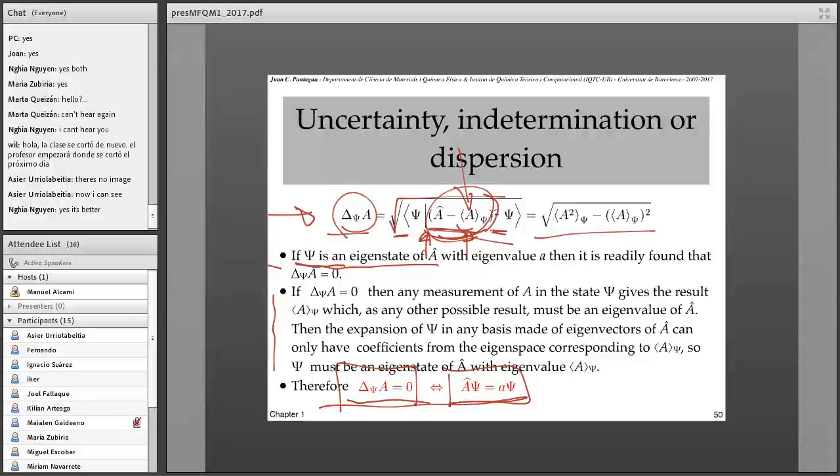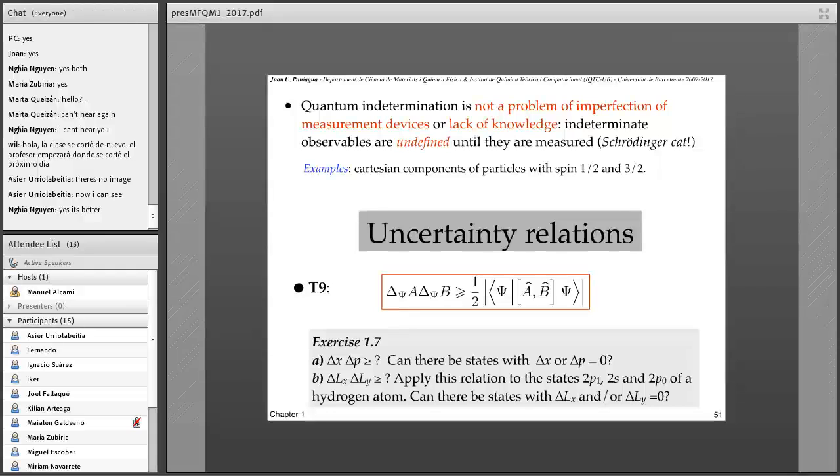Well, let's go on. As you know, uncertainties in quantum mechanics are not a consequence of imperfection of measurement devices, but something inherent to the system. We will discuss this in the last session in Madrid. I want to dedicate one session to somewhat more philosophical discussions about the interpretation of quantum mechanics. And then I will show you that, in fact, the uncertainty is not due to a lack of knowledge in the sense of classical uncertainty.